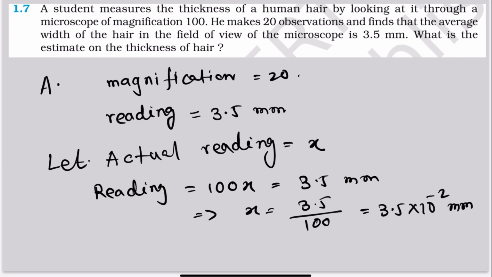Now let us see. In the question, 3.5 has two significant figures, while 100 has only one significant figure, which is 1. But in the question they have not told us to take care of the significant figures. So definitely the answer will be 3.5 into 10 to the power minus 2 millimeter. Okay, hope you understood.